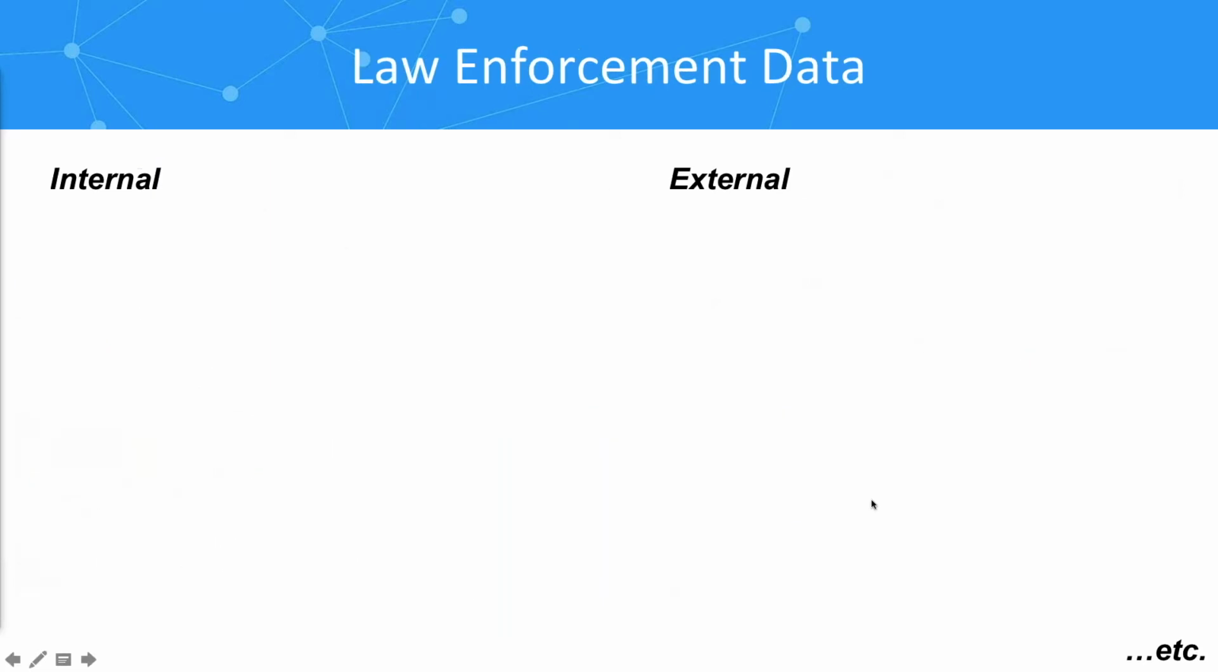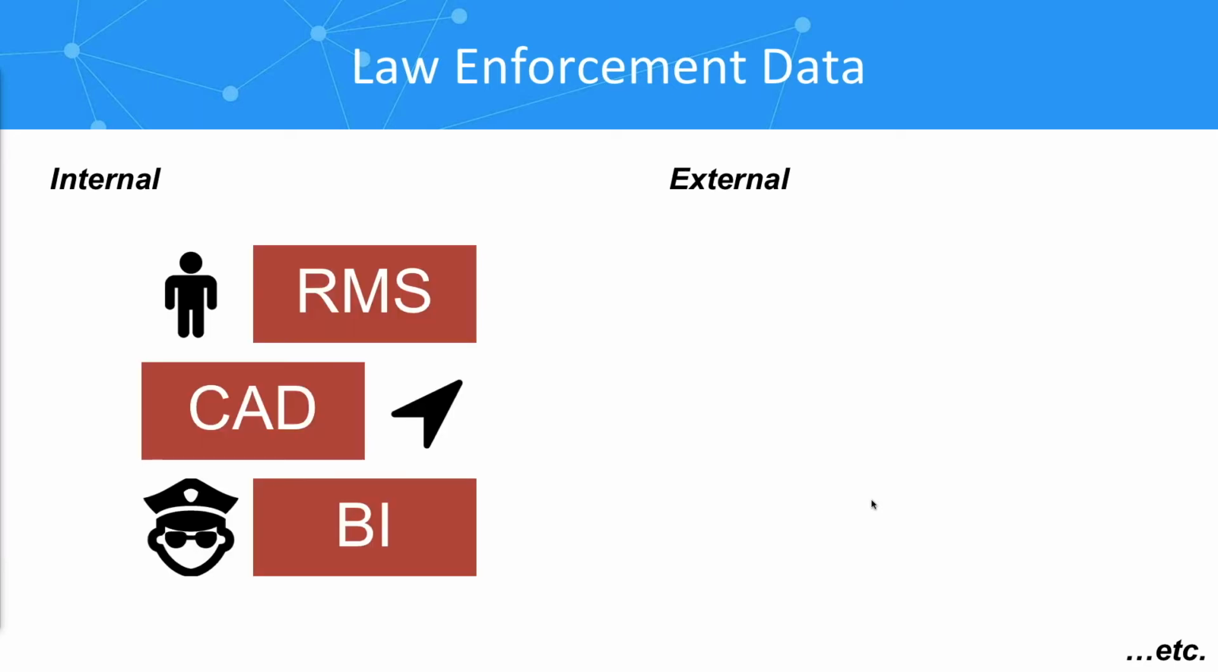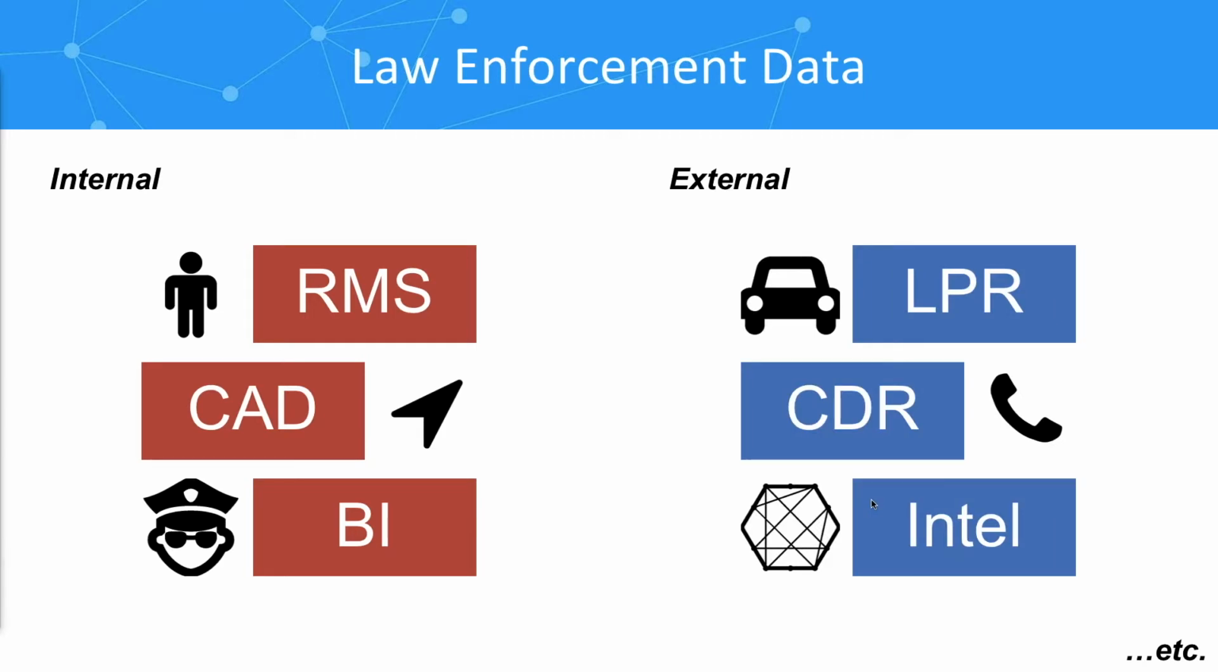So when we talk about law enforcement, clearly there's data at play, and I've put together this slide to give a nice breakdown of the different types of data that law enforcement can work with. I've split them up into internal and external. So you can imagine internal is everything that's created by the police themselves, whereas external is everything that they consume from other sources.